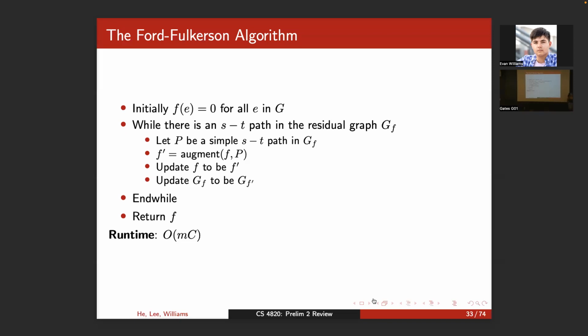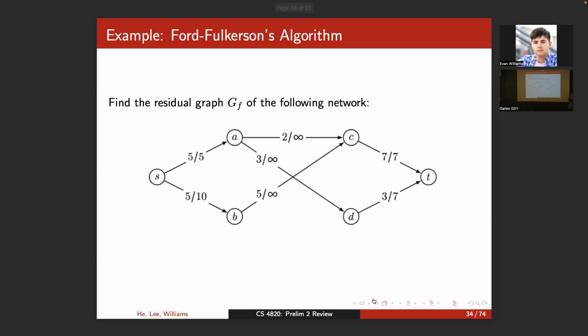There do exist strictly polynomial algorithms to find max flows. Two of them are Edmonds-Karp and Push-Relabel, but you're not expected to know the details of those algorithms. So Ford-Fulkerson will always be good enough for finding max flow, so do not be too concerned with the fact that it's pseudo-polynomial. Okay, who wants to help me find the residual graph for this one?